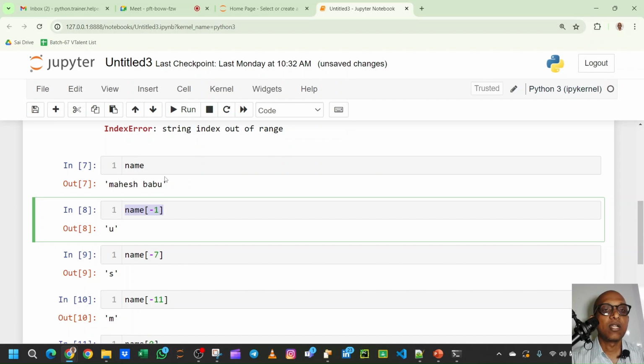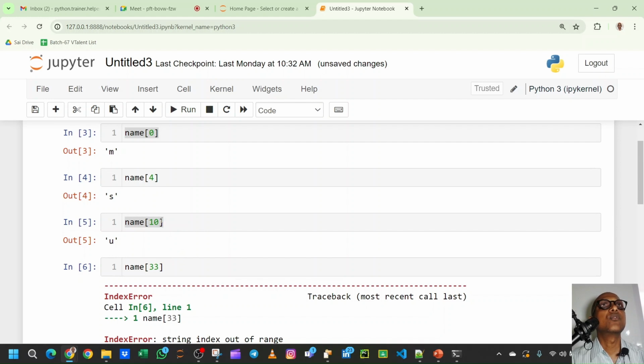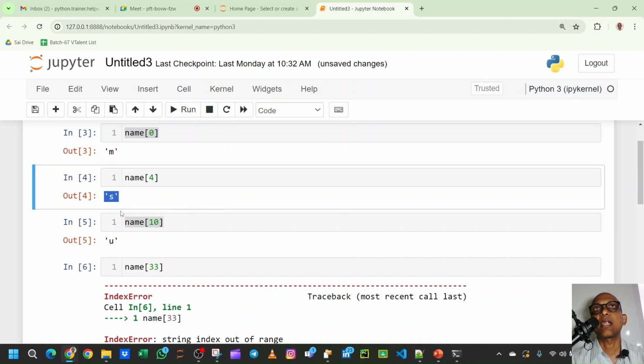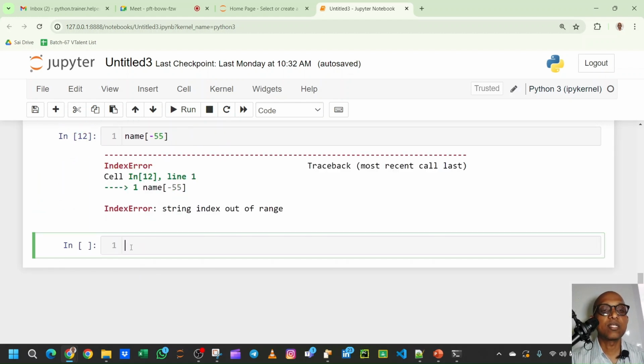Only one character. See, so name of -1, 7, 11, -11, 4, 10. You just use any indexing number. At most, what we get is only one character of the string at a time. Correct? Only one character at a time. For example, if you want to get multiple characters at a time, then the only operation available for that is the slicing operation. Okay, now how to do the slicing operation?